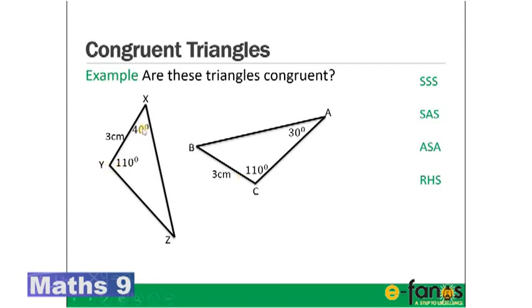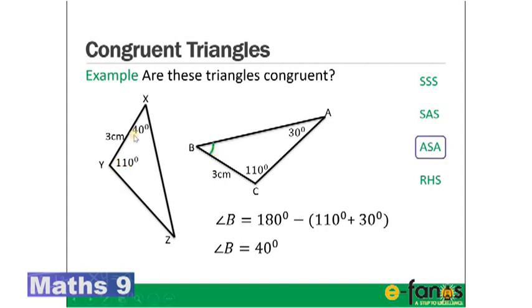First of all, we notice that there are angles on one and angles on the other, but not necessarily the same angles. So let's find the missing angle on the second triangle to make it easier to compare the two triangles. The angle at B is equal to 180 minus 110 plus 30, which is 40 degrees.